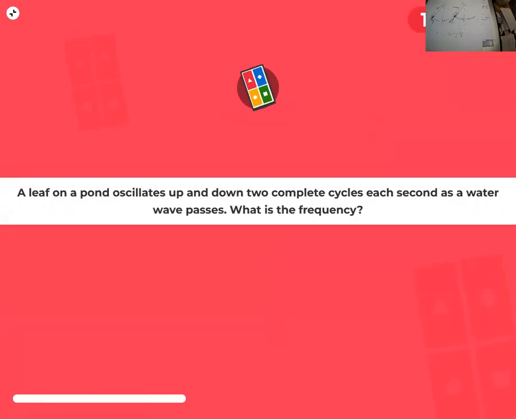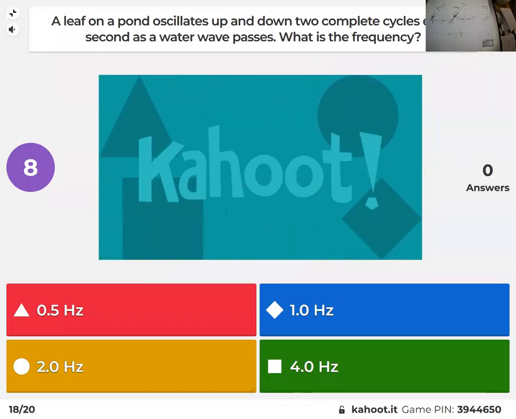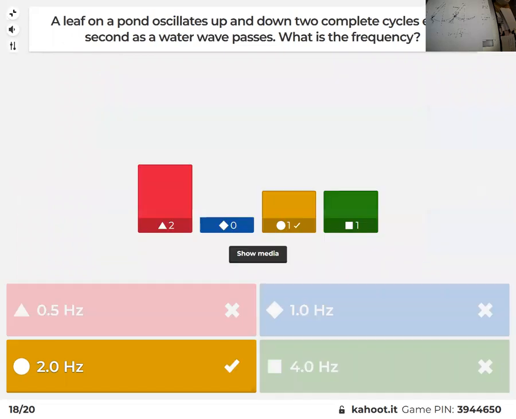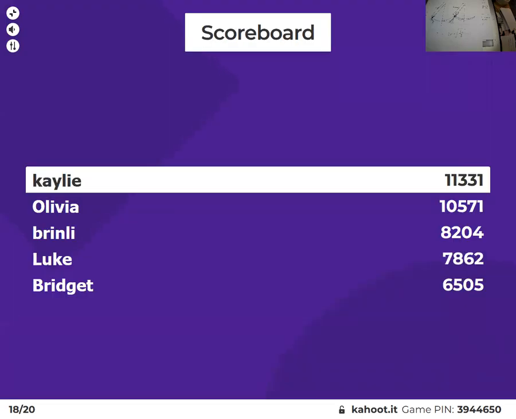A leaf on a pond oscillates up and down 2 cycles per second. What's the frequency? 2 cycles per second. That's called 2 hertz, right? 2 cycles per second, 2 hertz. That would be 2 hertz right there. Now the time between each of those would be half a second, but the frequency is 2 hertz.